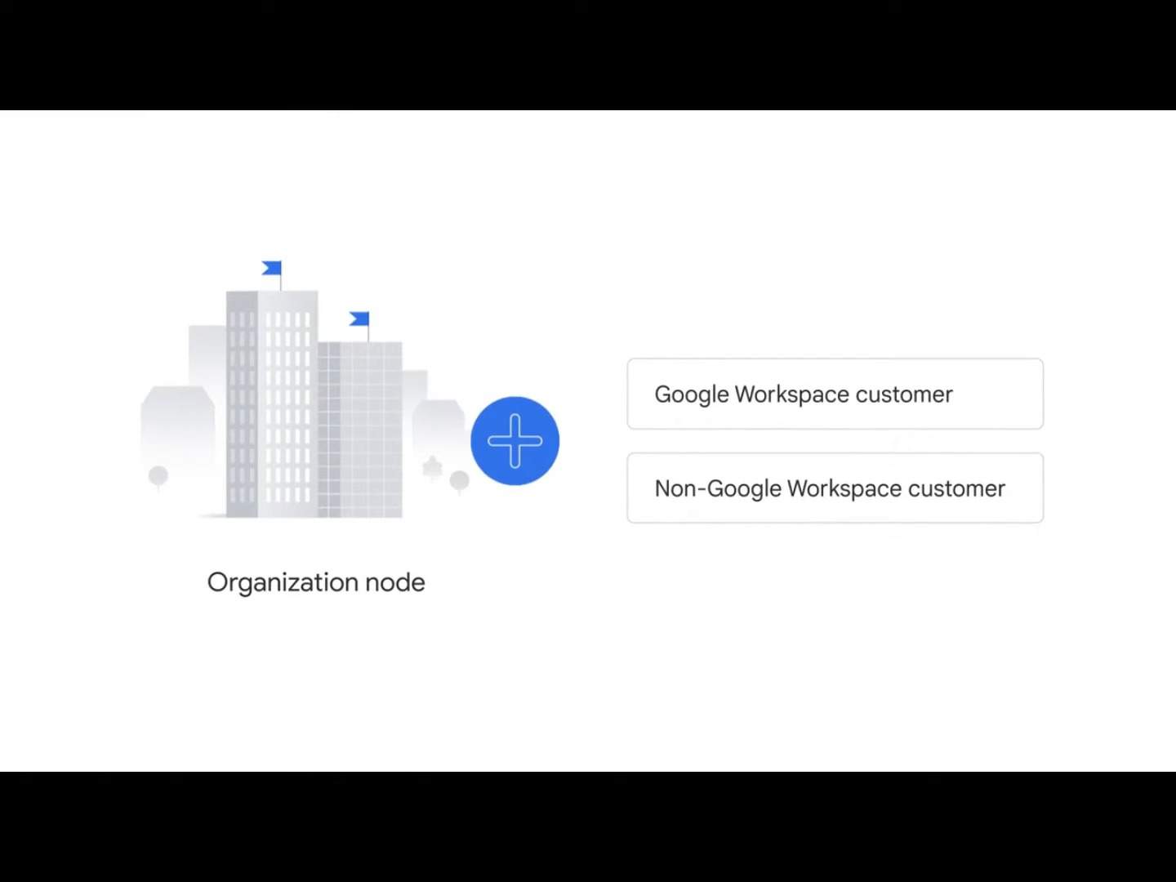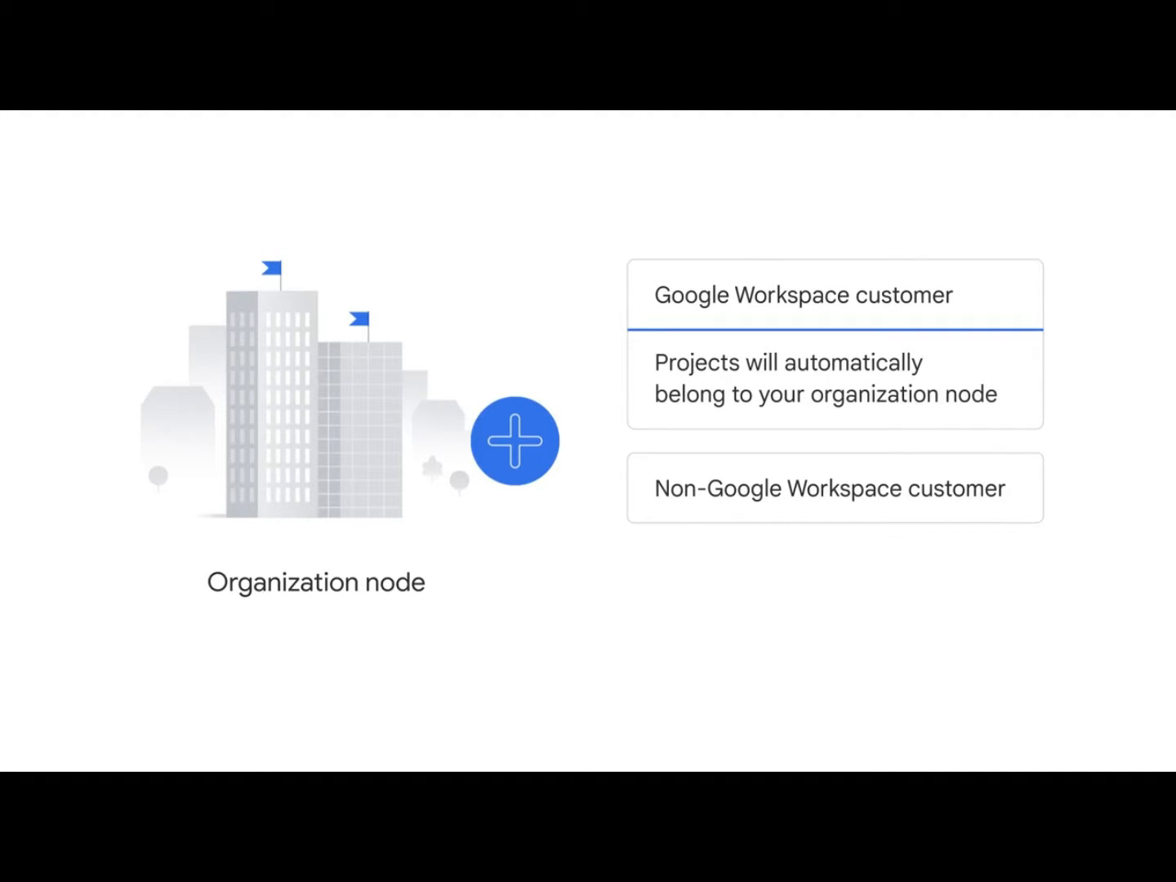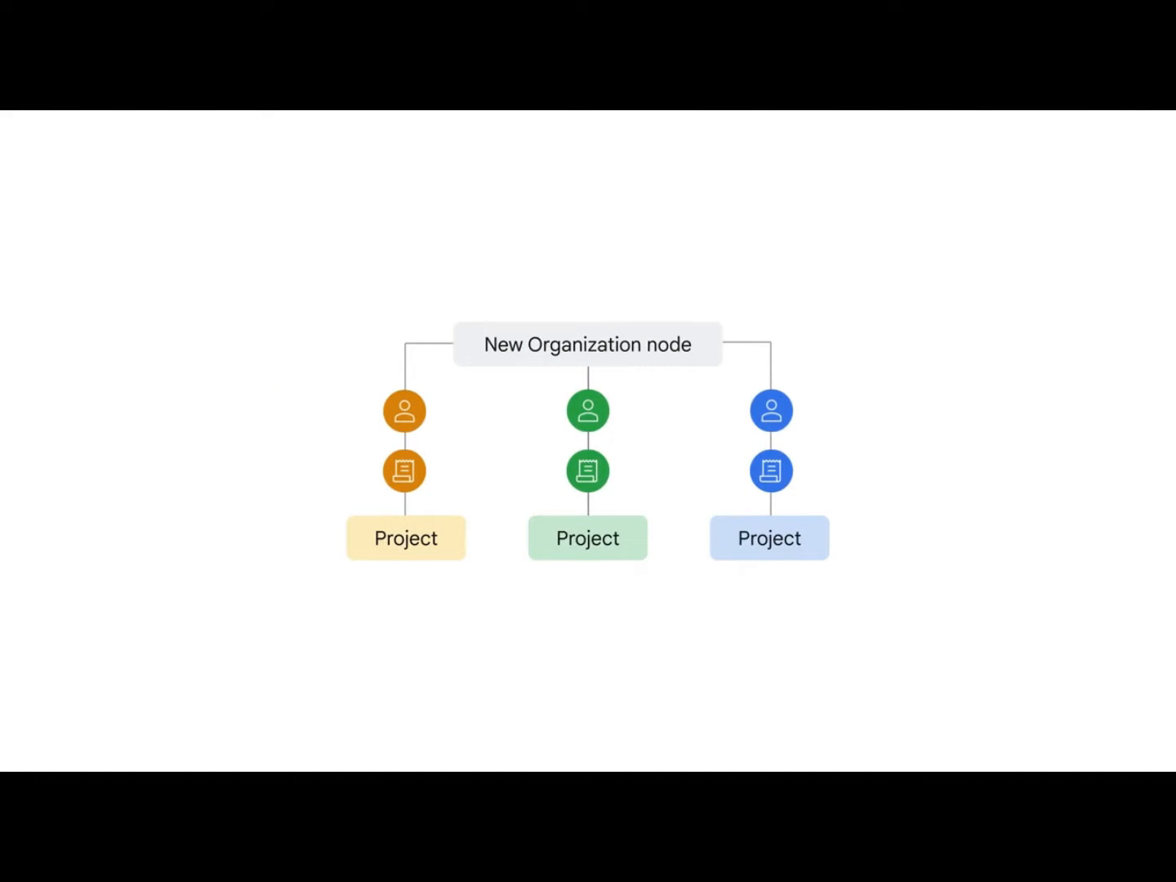How a new organization node is created depends on whether your company is also a Google Workspace customer. If you have a Workspace domain, Google Cloud projects will automatically belong to your organization node. Otherwise, you can use Cloud Identity, Google's identity, access, application, and endpoint management platform to generate one. Once created, a new organization node will let anyone in the domain create projects and billing accounts, just as they could before. You'll also be able to create folders underneath it and put projects into it. Both folders and projects are considered to be children of the organization node.